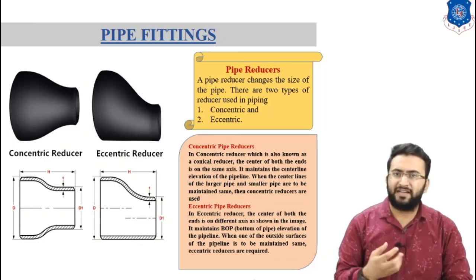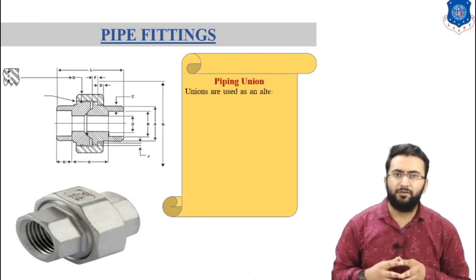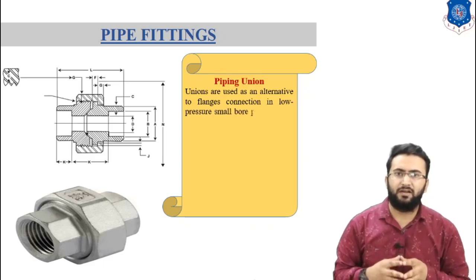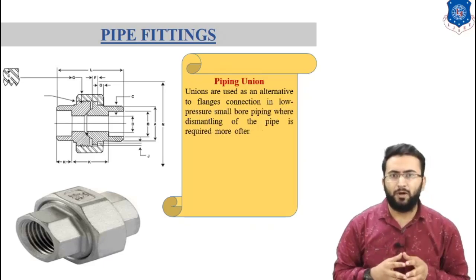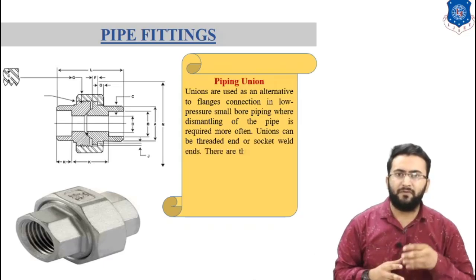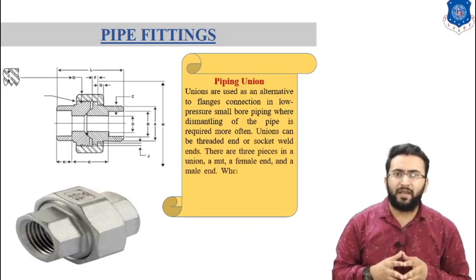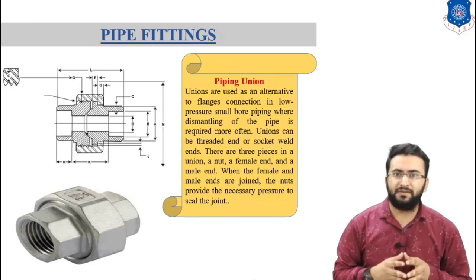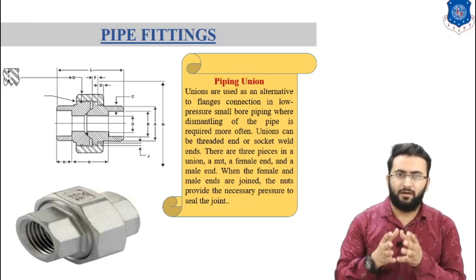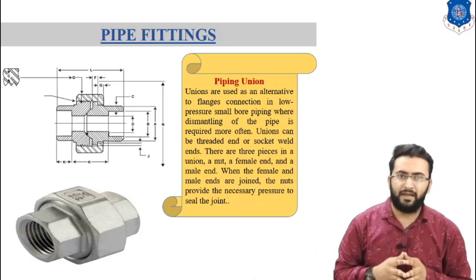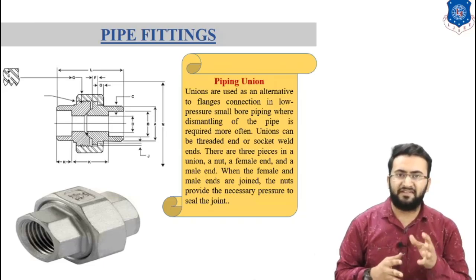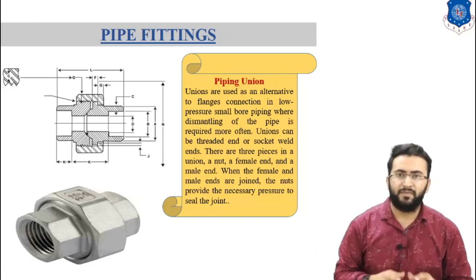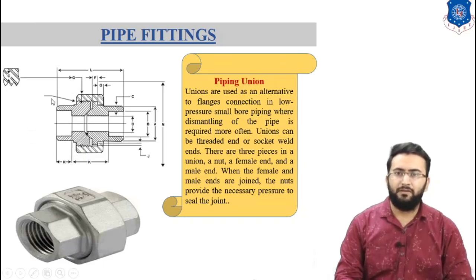So let's talk about the next pipe fitting, which is a piping union. Unions are used as an alternative to flange connections in low pressure drop, small bore piping, where dismantling of the pipe is required more often. Unions can be thread end or socket weld end. There are three pieces in a union: a nut, a female end, and a male end. When the female and male ends are joined, the nut provides the necessary pressure to seal the joint. So this is one type of piping union.